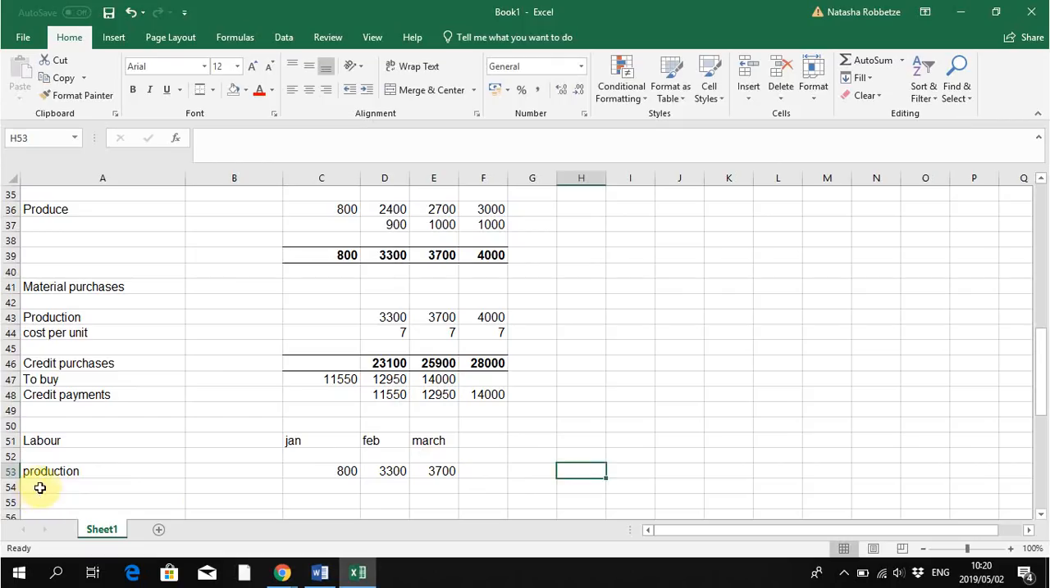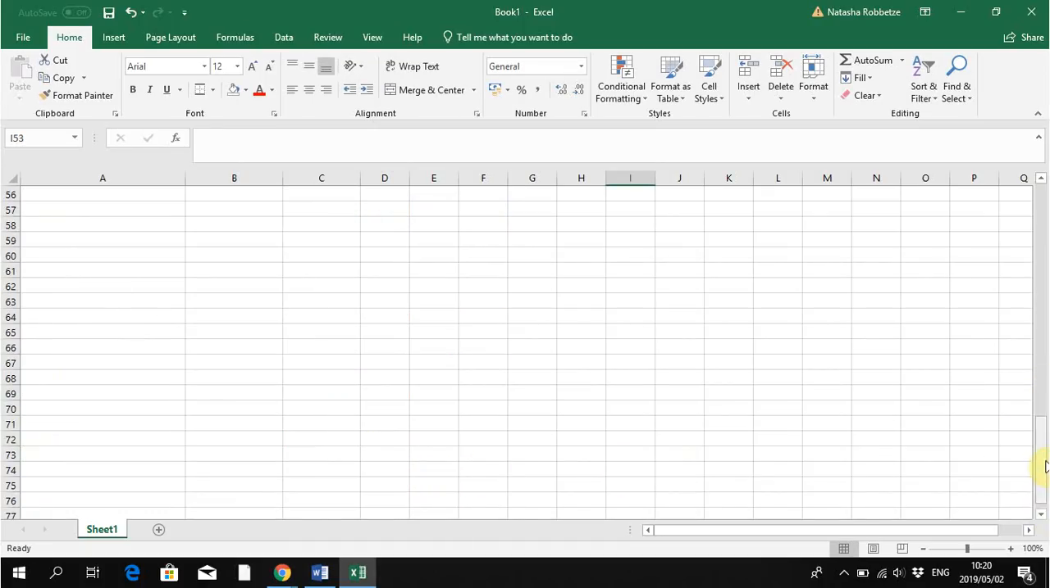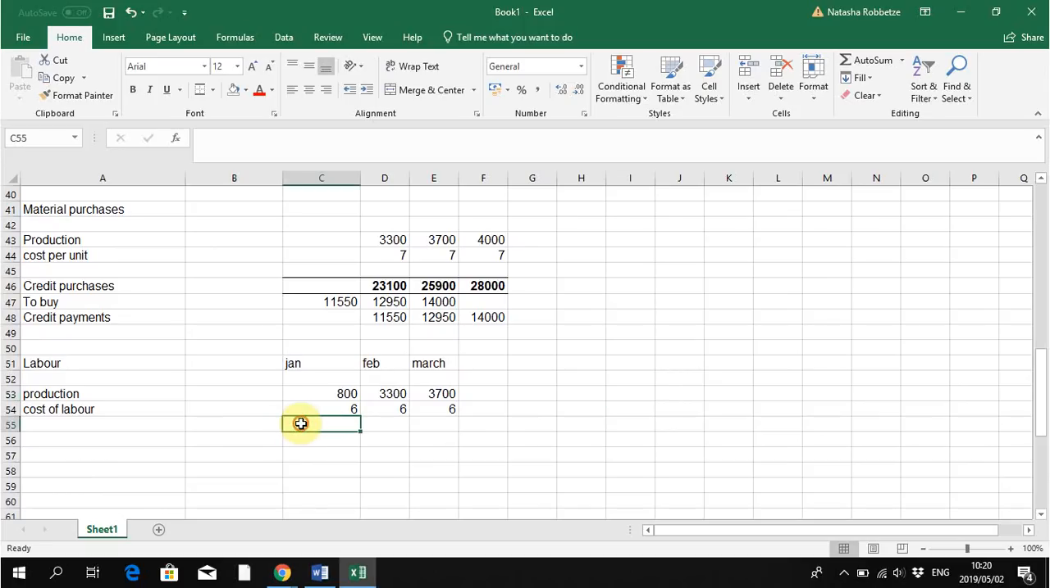They say that the cost for labor is 6 Rand per unit. So it's going to be 6, 6, 6. And I'm going to do multiplication there as well. And then we are able to calculate our labor cost.